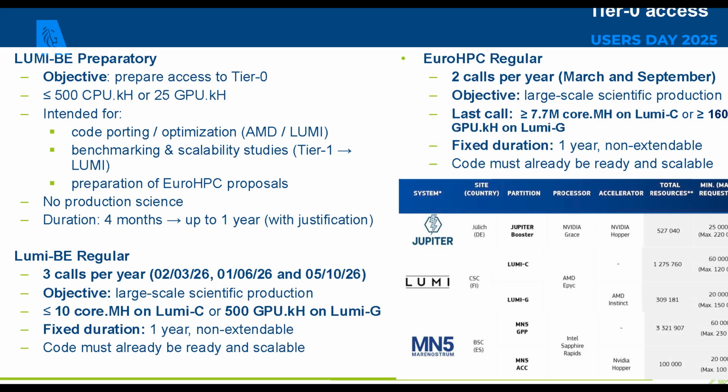And for the LUMI-BE regular calls, there are 3 per year. So one will be in March, the next one is March, and so you get a medium size allocation that basically stands a little bit lower than what you can get from the EuroHPC regular call. For the regular call, you get 2 calls per year, usually in March and September as well, and this is for a single year.